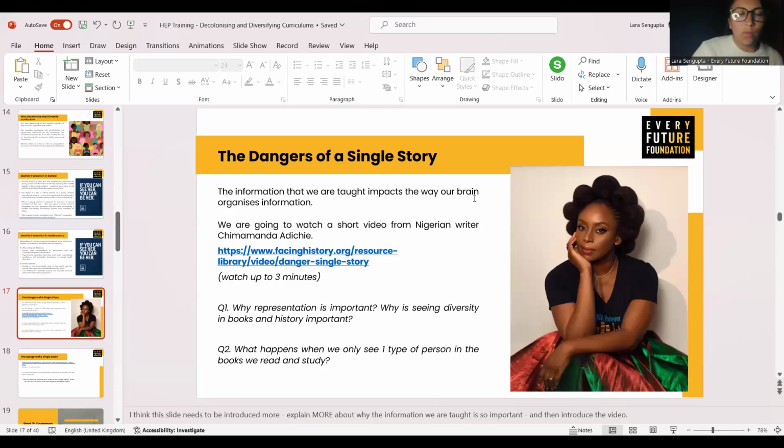Okay, so just watching that portion of the video, what were the themes that Chimamanda was talking about? People can come off mute or you can write in the chat. Why was her journey of literature and her journey of representation important? What happens when we only see one type of person or one type of story?